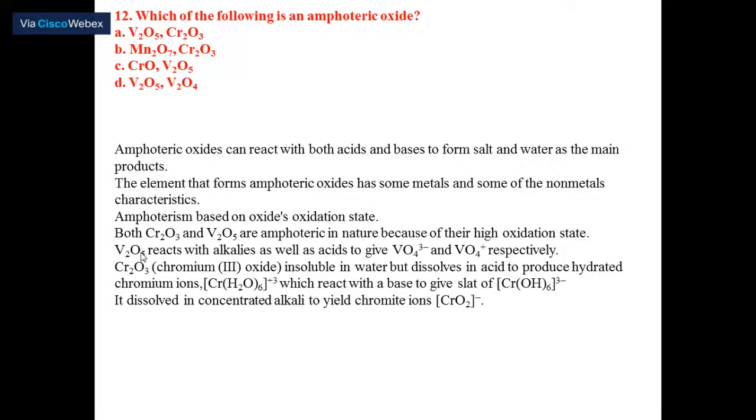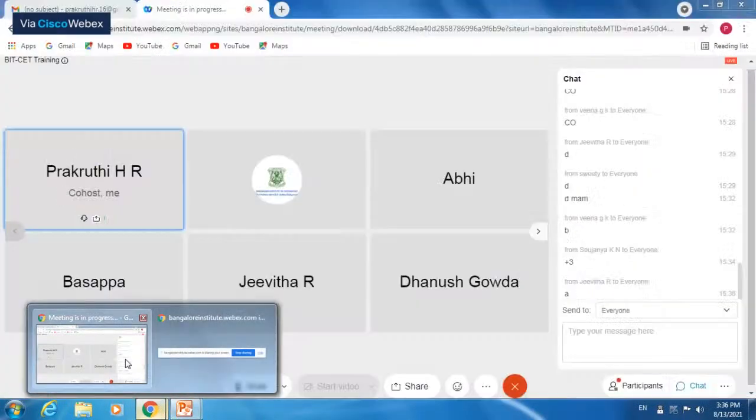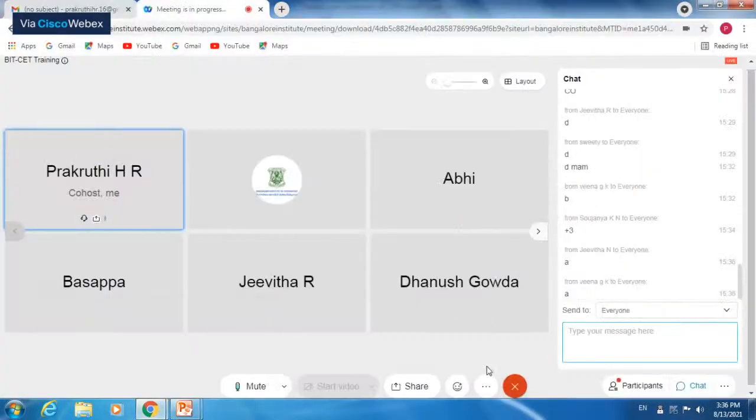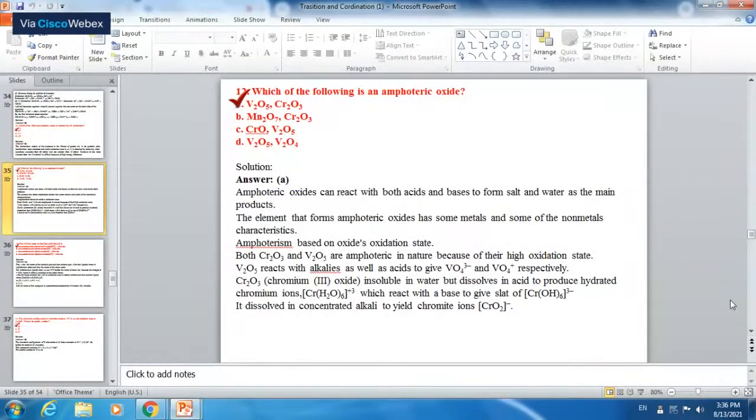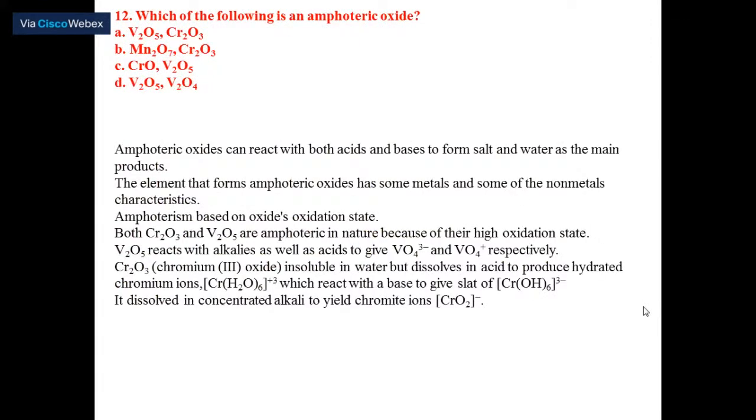What is the answer for this, students? What is the answer for this question? The answer is A. You're telling the answer is A. Let's see whether what you said is correct. Yes, both Cr2O3 and V2O5 are amphoteric in nature because of their high oxidation state.